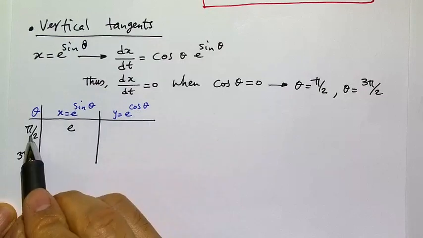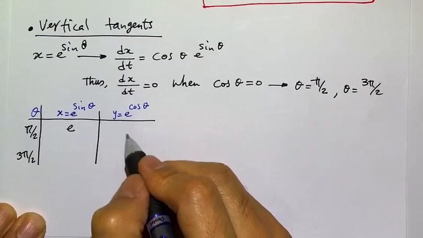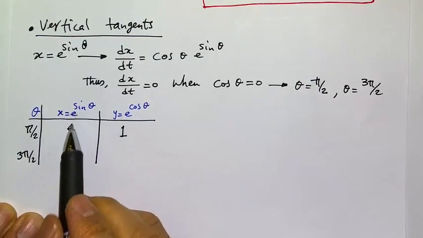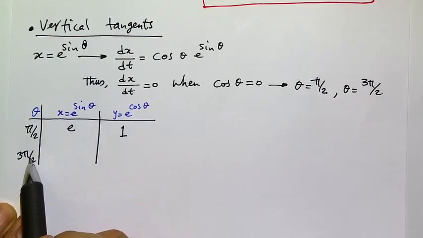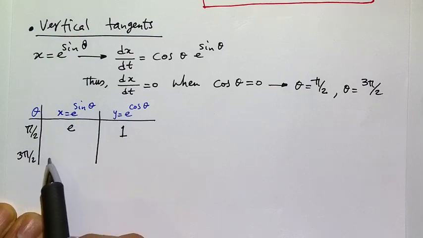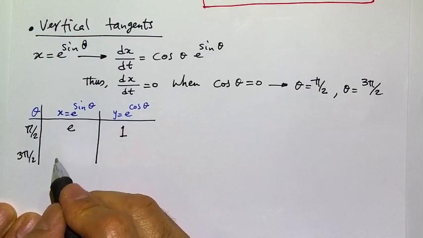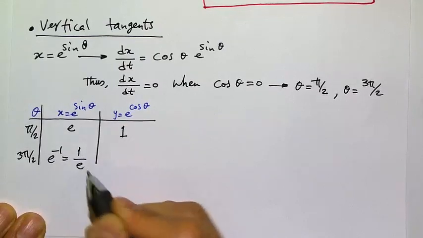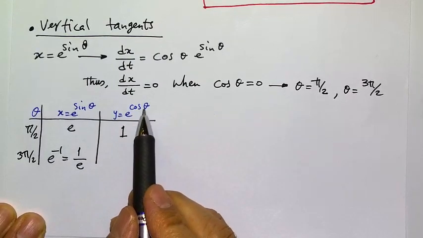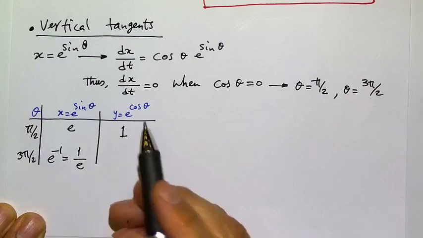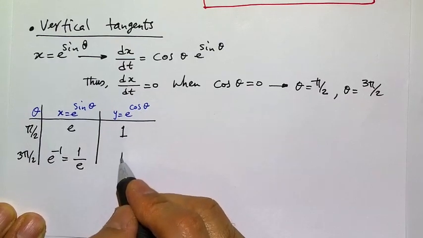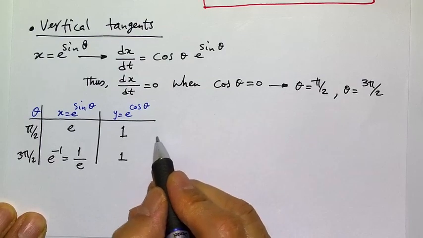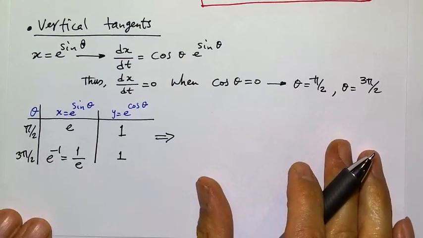When cosine of pi over 2 is 0, so e to the 0 is 1. And then sine of 3 pi over 2 is negative 1, so e to negative 1 is just equal to 1 over e. And cosine of 3 pi over 2 is 0. E to the 0 power is 1.